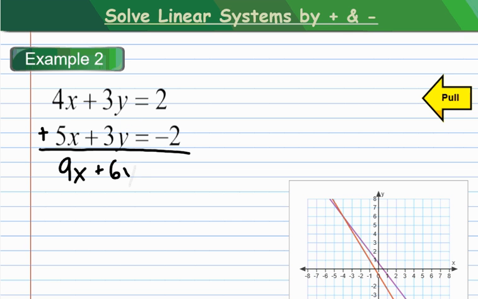So let's go back here and see why that didn't work. Well, the reason it didn't work is because 3y plus 3y makes 6y. So the y's need to be eliminated because they match up, but I'm not going to use addition here. I'm going to use subtraction. So you can use subtraction as well.